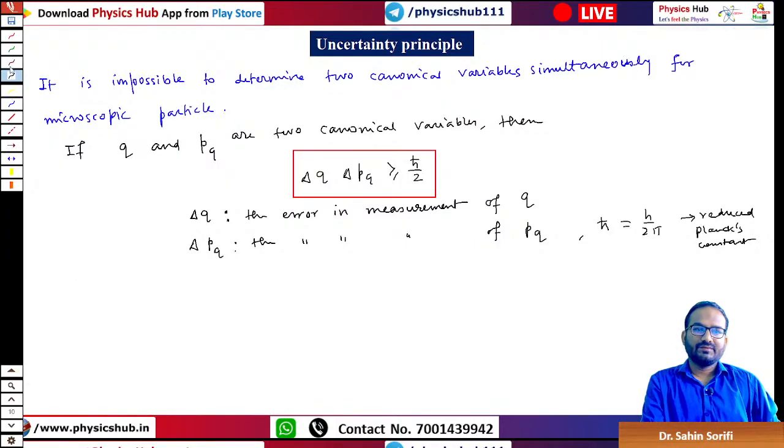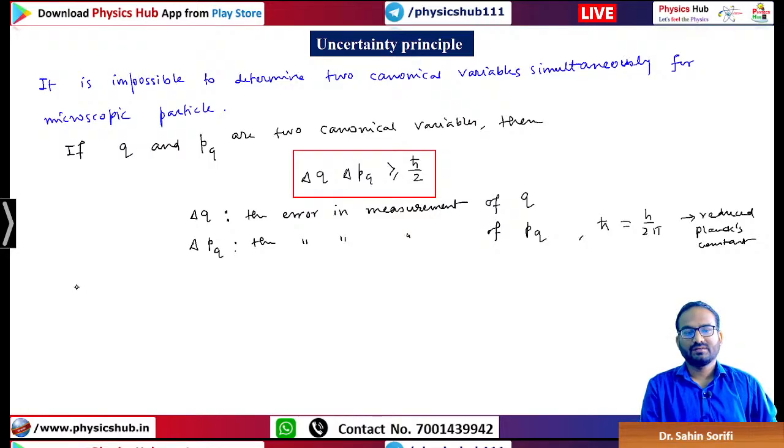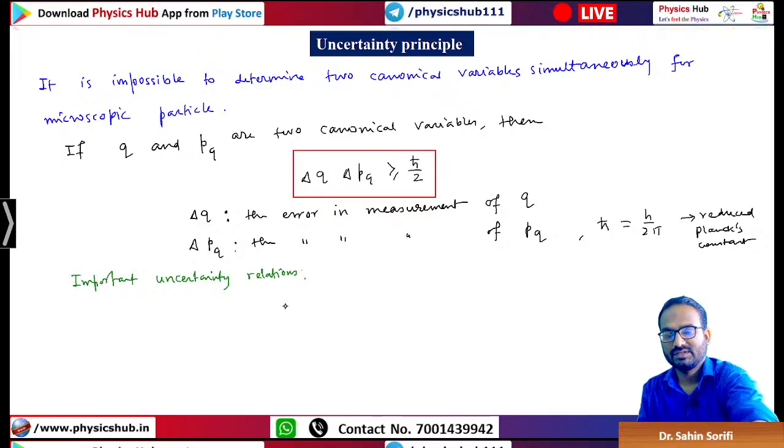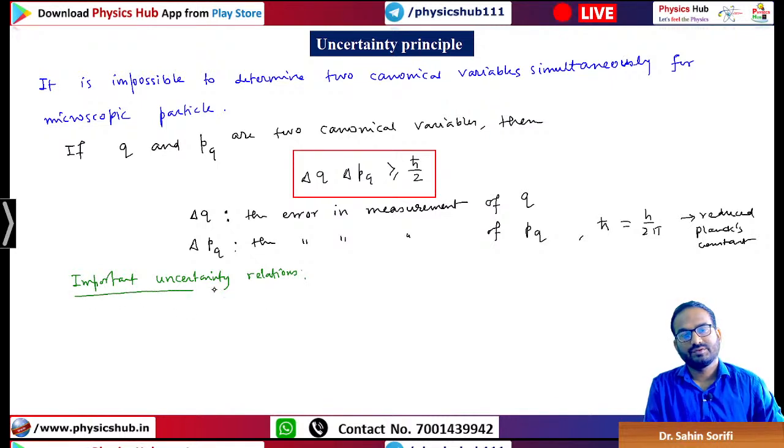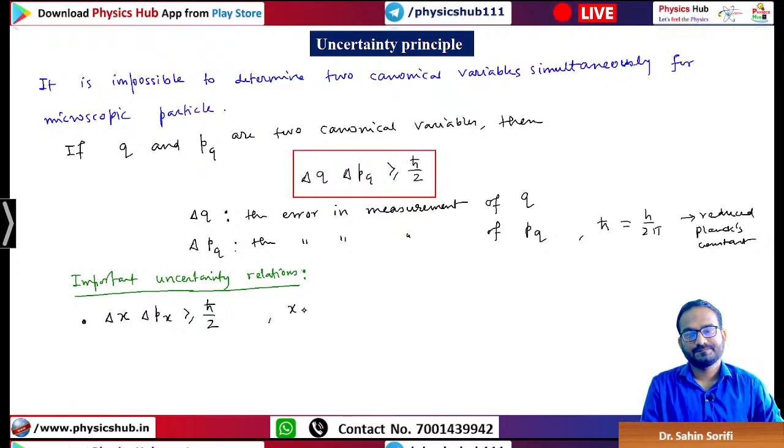Now by taking different q's and different p of q, we can get several uncertainty relations. So these are some important uncertainty relations. Whenever we talk about uncertainty relations, we generally take the position uncertainty, but other than that, we have a few other uncertainty relations as well. Firstly, we'll be talking about the position momentum: delta x, delta px is greater than or equal to h cut by 2. X is the position, px is the momentum along x direction.